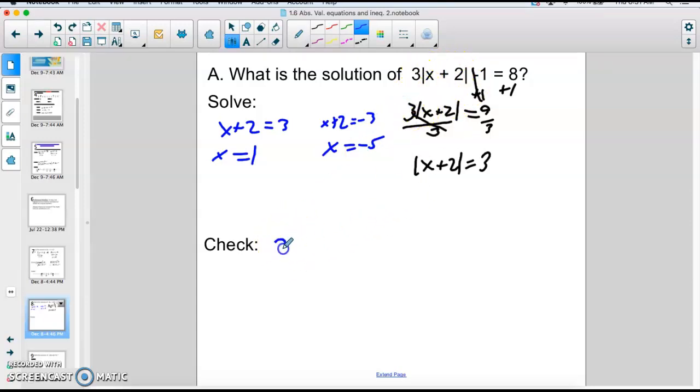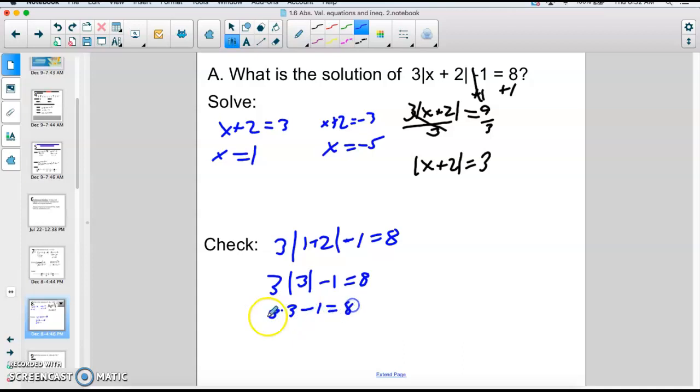Okay, so we got 3 absolute value of 1 plus 2 minus 1 equals 8. Okay, we do the stuff in absolute values first. Treat absolute values like parentheses as you are in your PEMDAS stuff. That kind of falls in with the parentheses category. Okay, and then we multiply. So, well, the absolute value of 3 is 3, right? So 3 times 3 minus 1. So we got 9 minus 1, which is 8. 8 equals 8. So 1 checks out.